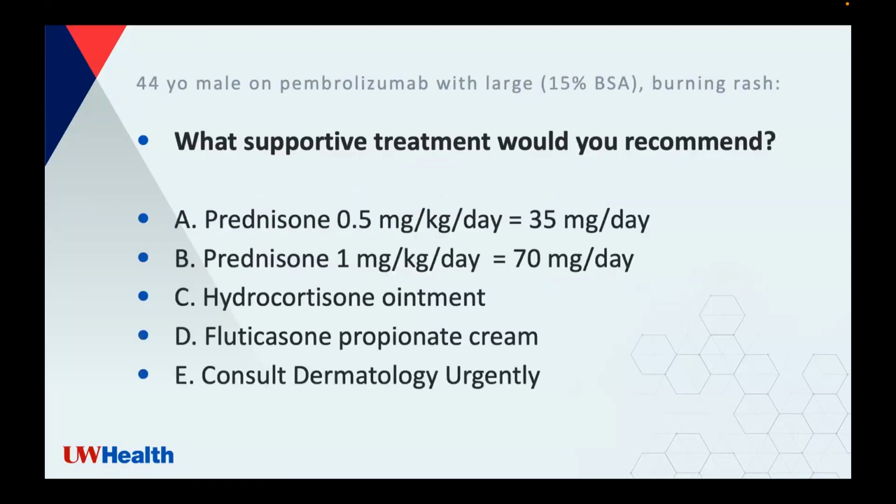Here are some options. So thinking about what you would do to treat this moderate-sized rash that's burning for this patient on ICPI. We have a prednisone, lower but still high dosing, the 1 mg per kg per day prednisone dosing, hydrocortisone ointment, fluticasone propionate, that moderate intensity, or just go straight to consulting dermatology. If you all wouldn't mind putting a letter or a drug name in the chat.